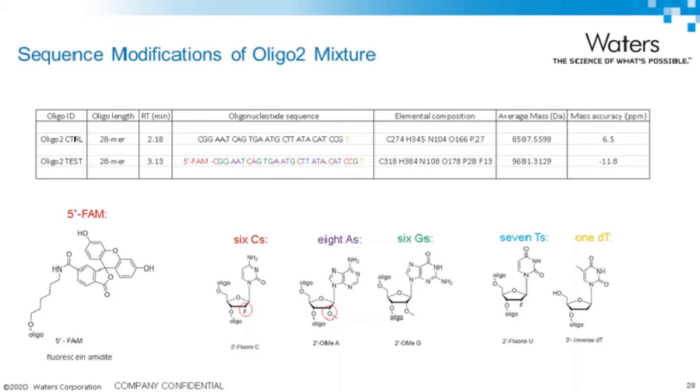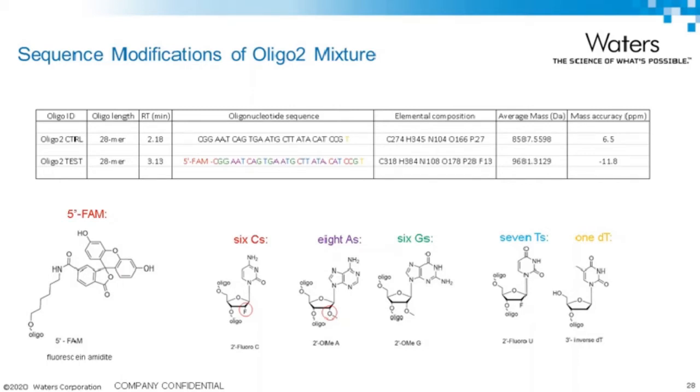In this case, the unmodified oligonucleotide is a 28-mer, and the modified version contains a modification at pretty much every nucleotide. There are different types of modifications, including, starting with the 5' end, a fluorescent amidate. Then there are 6 fluorocytidines highlighted in red in the sequence. There are 8 O-methyladenosines, which are purple, 6 O-methylguanosines, 7 2'-fluorouridines, and then there is an inverted deoxythymidine at the end.